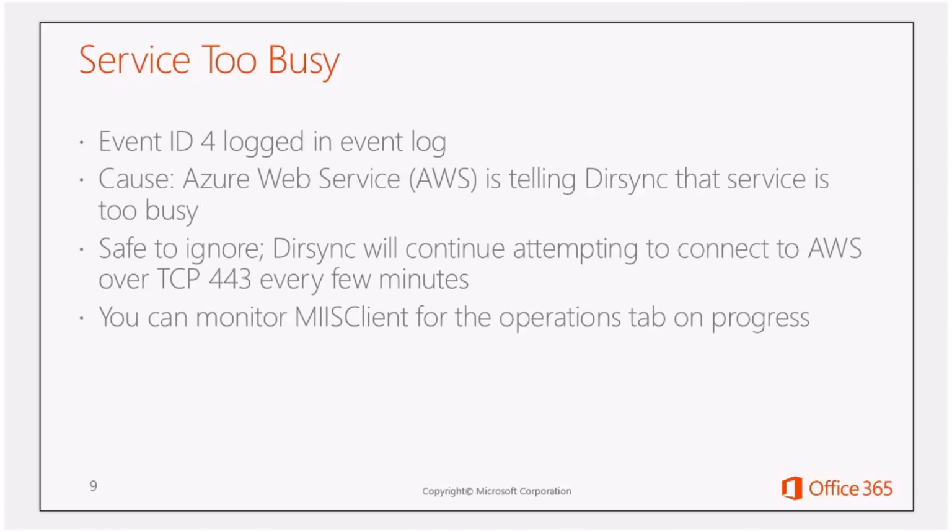Actually, you know what? I think I made a mistake here. Event ID 4. Ignore that first bullet here. Event ID 4 actually will signal that DirSync completed replication successfully.